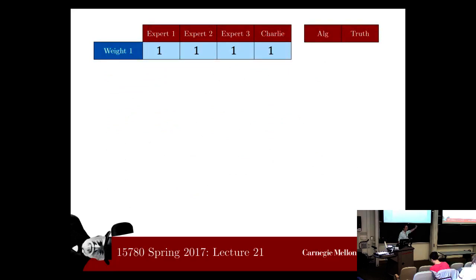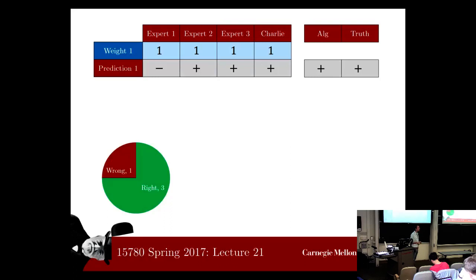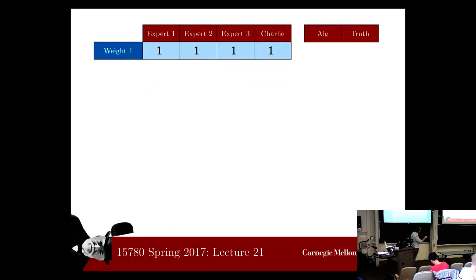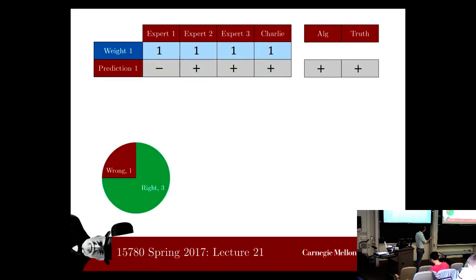So in round 1, these light blue lines are going to show us the weights. Our 4 experts are going to start with weight 1. Actually, they should say round instead of weight. So in round 1, everybody has weight 1. And then we get the predictions.